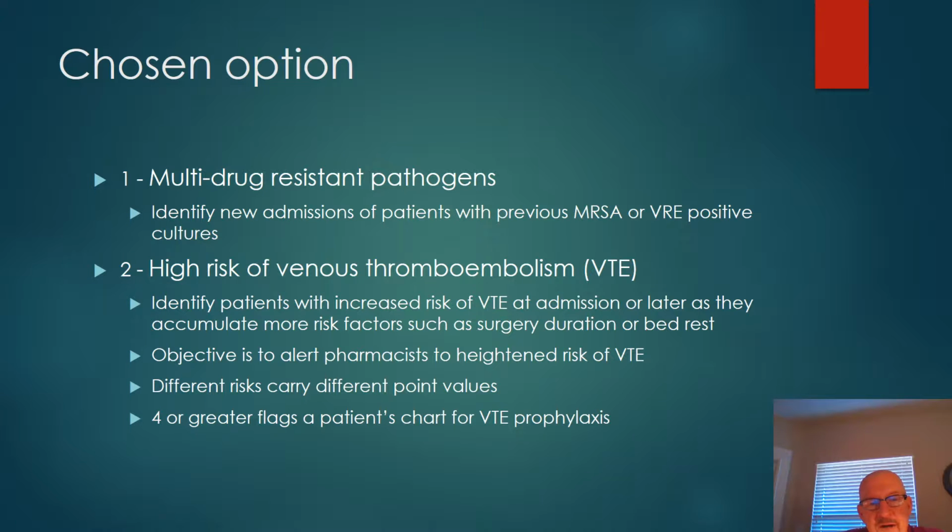The objective of the use of the data warehouse is to alert pharmacists to a heightened risk of VTE. And different risks can carry different point values. So what we do is we look at a variety of risks, add up point values for those, and any that total 4 or more flags a patient's chart for VTE prophylaxis, if the physician chooses to prescribe that.